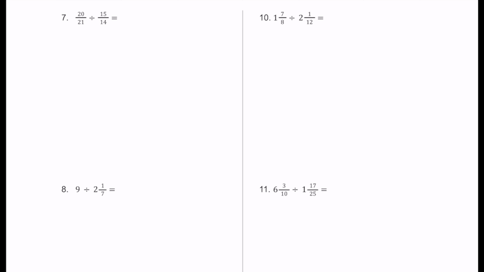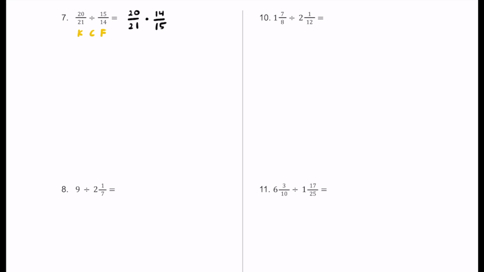Okay, number 7, we have 20/21 divided by 15/4. We do have a top and a bottom for both, a numerator and denominator. So let's just keep, change, flip right from the beginning. If we keep the first fraction, that's going to be 20/21, and then we change division to multiplication, and then we flip the 15/4 to make 4/15. So we're multiplying the first fraction by the reciprocal of the second fraction.